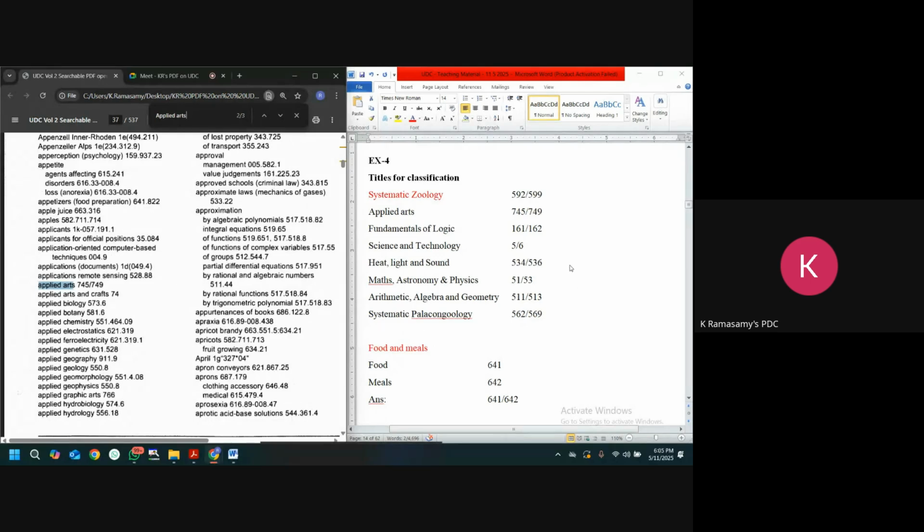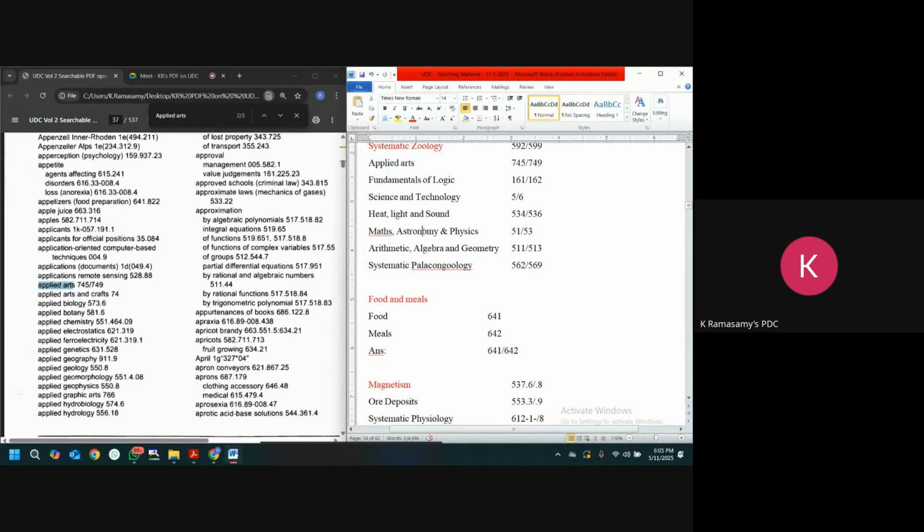For example, there's a book like this: mathematics, astronomy, and physics. You are receiving it in the library. What is the number for mathematics? 51. What is the number for astronomy? 52. What is the number for physics? 53. So 51, 52, 53. They are consecutive numbers, continuous numbers. How to denote? Write the first number, put a slash, and write the last number. It is understood that all three subjects are covered in this particular book. The same way, arithmetic, algebra, geometry: 511 slash 513. That's called the extension symbol.